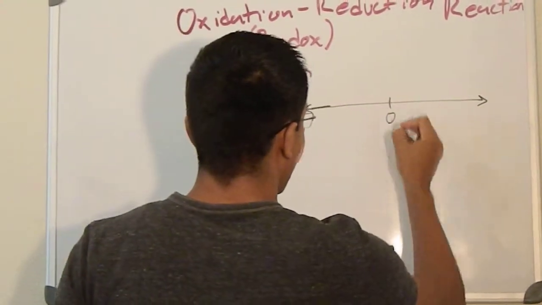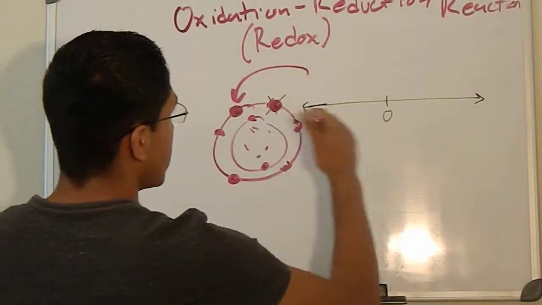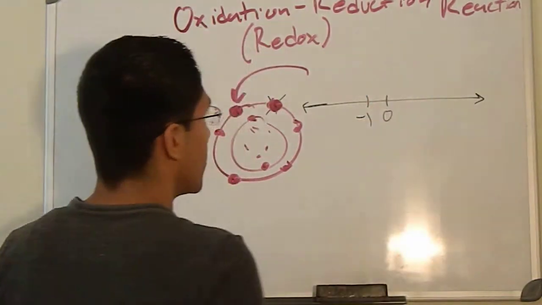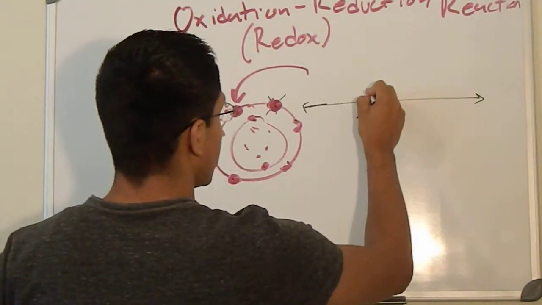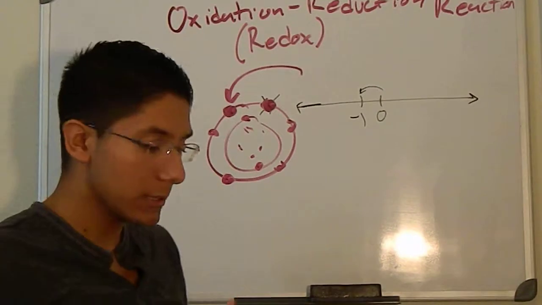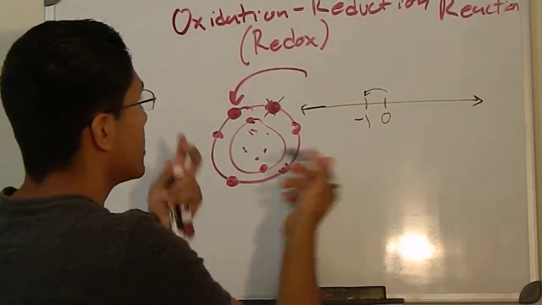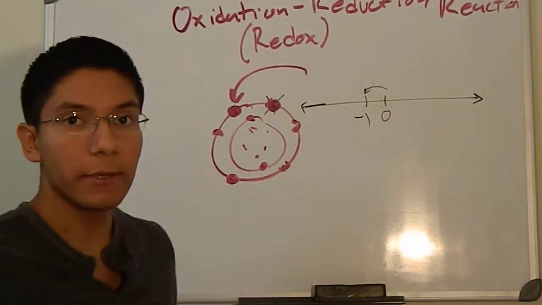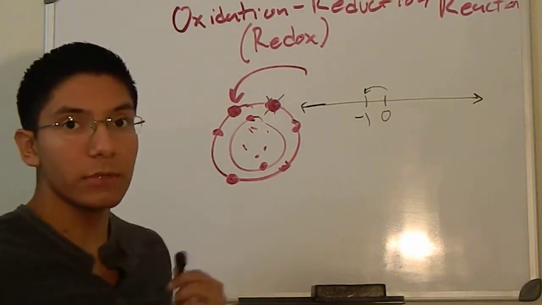If your charge is 0 and you gain 1 electron, now you have a -1 charge, right? So you reduced your charge, which makes sense. Really, personally, I just memorize it. But that's something that you need to know.